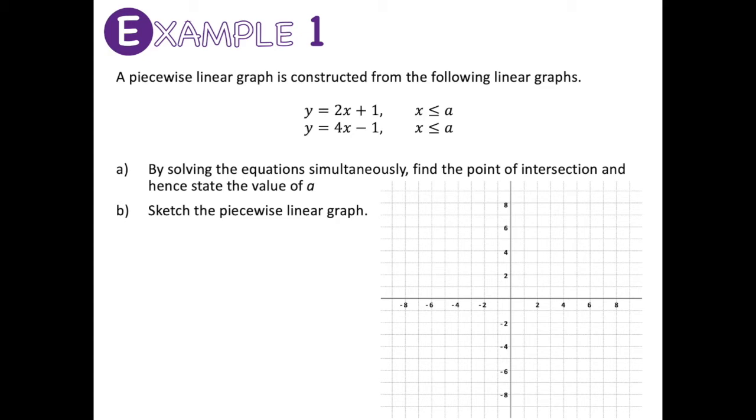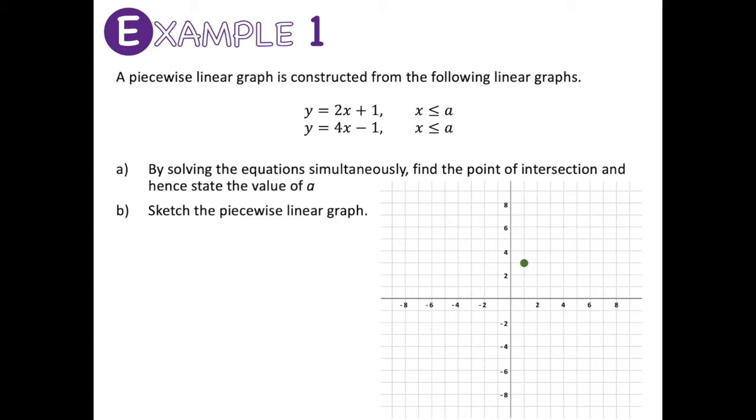So now we can go ahead and complete the graph. First step is going to be marking our point of intersection. So x is equal to 1, y is equal to 3. So now I can go ahead and draw my 2 graphs from the equations on each side of my point of intersection. So my first equation has y equals 2x plus 1.